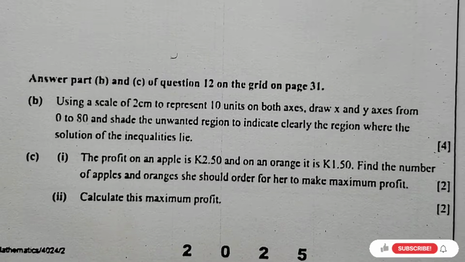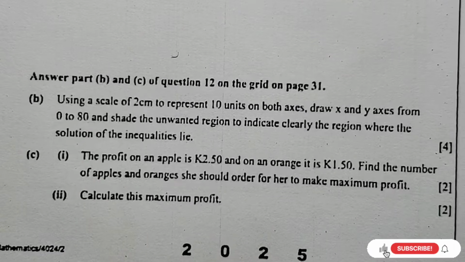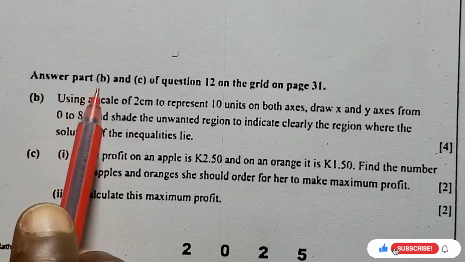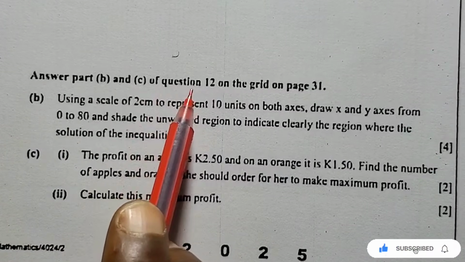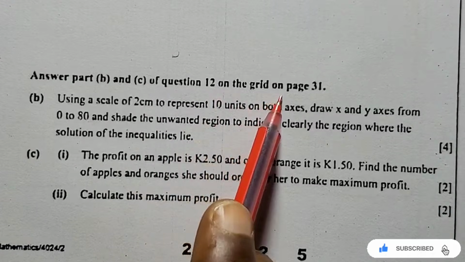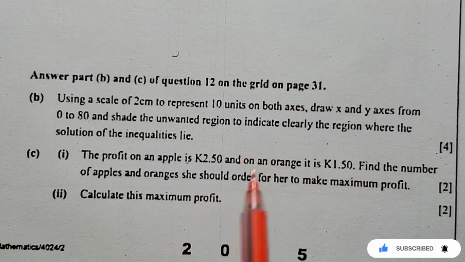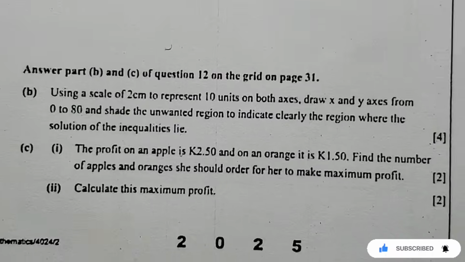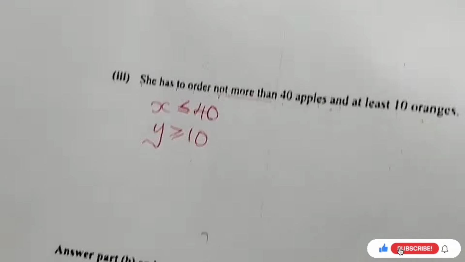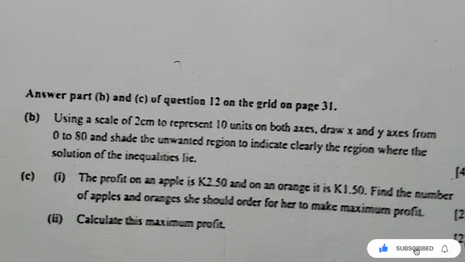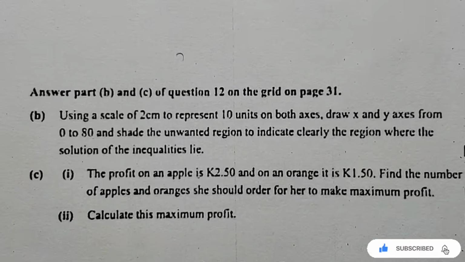The next part of the question is saying, answer parts B and C of question 12 on the grid on page 31. So you have the graph here. Since this one is not visible, I'm going to use this one instead.